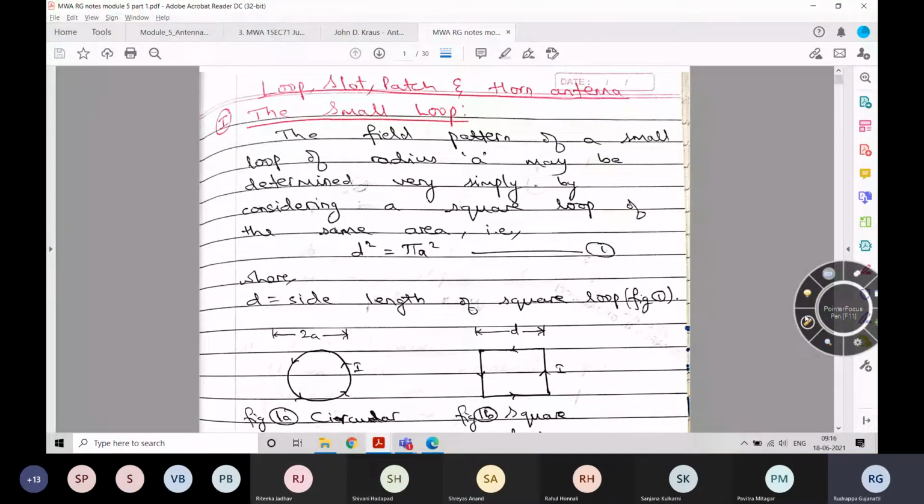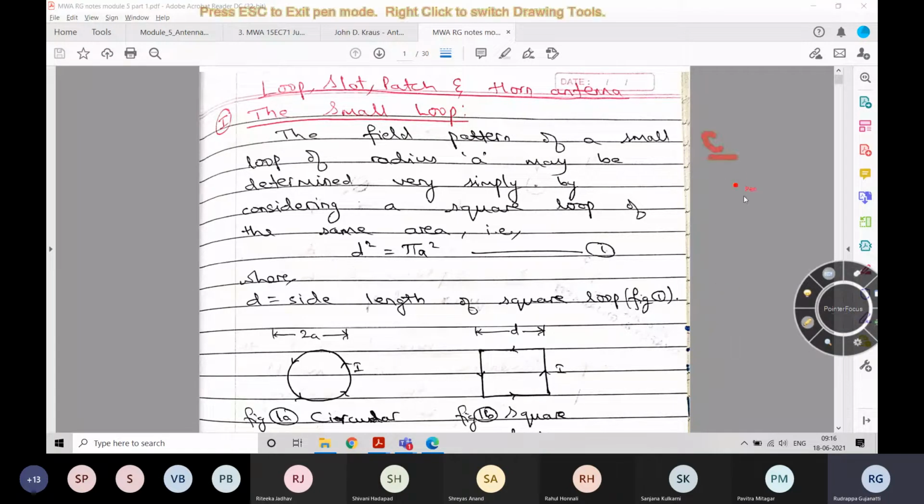In the previous session, we started our discussion with respect to loop antennas, in which we discussed what is meant by a loop antenna. Then we came across how to classify loop antennas as a small loop or a large loop. There were two conditions that we had checked.